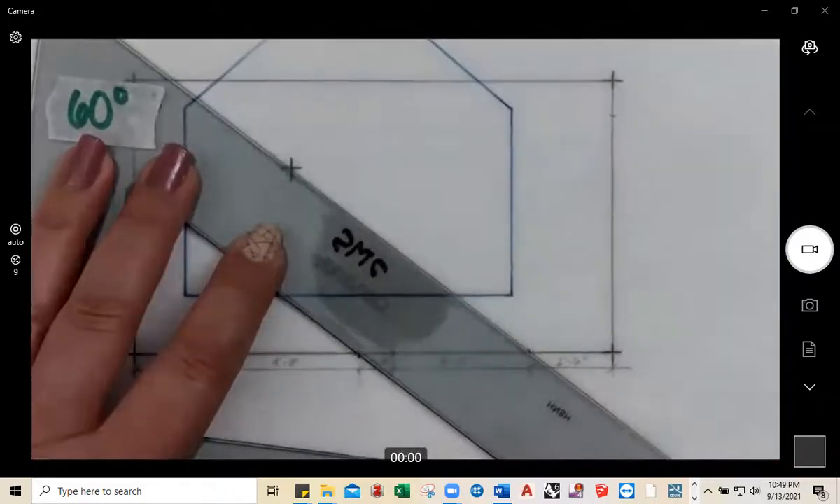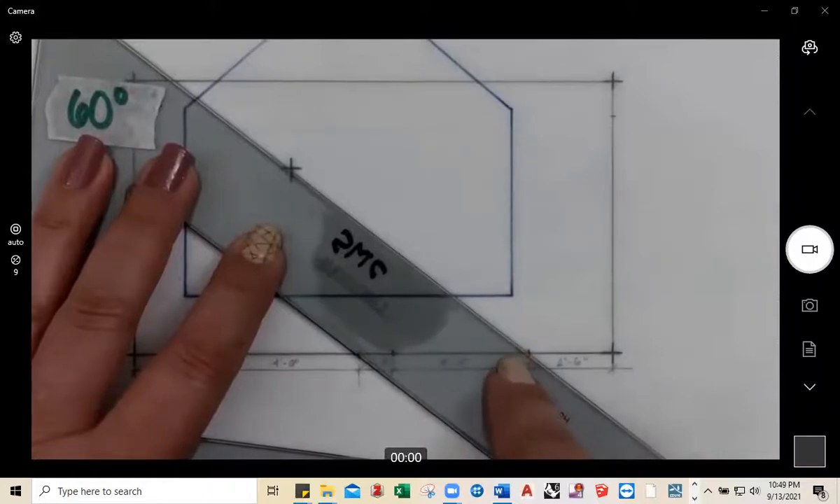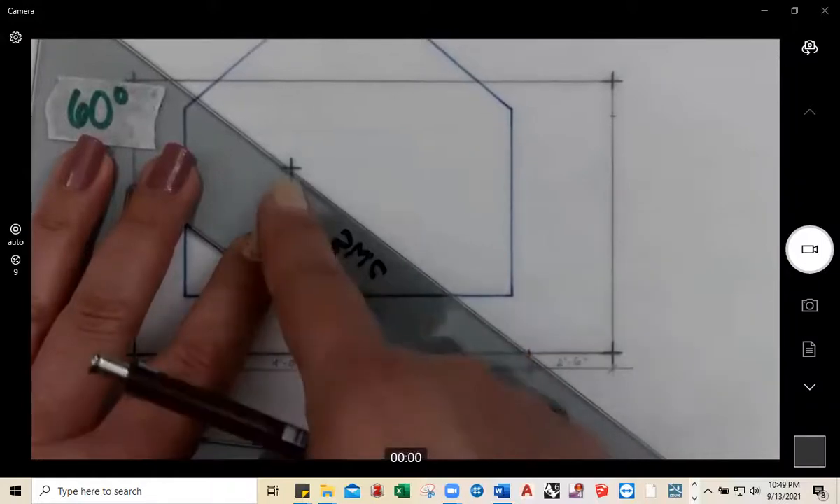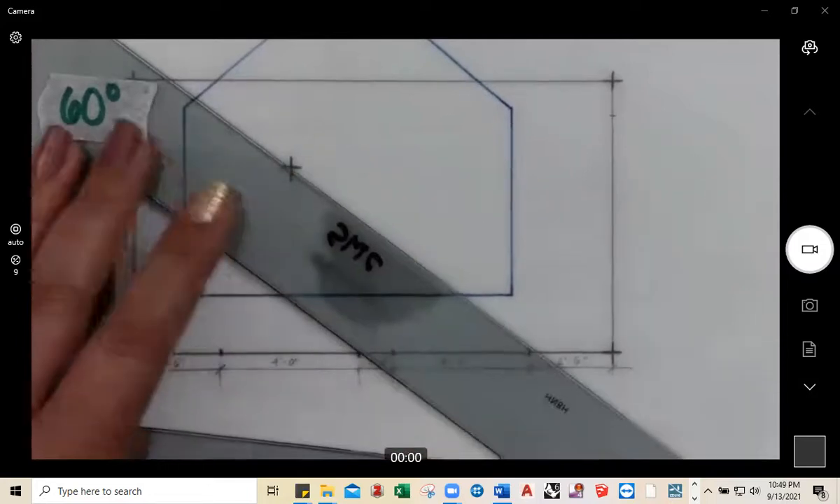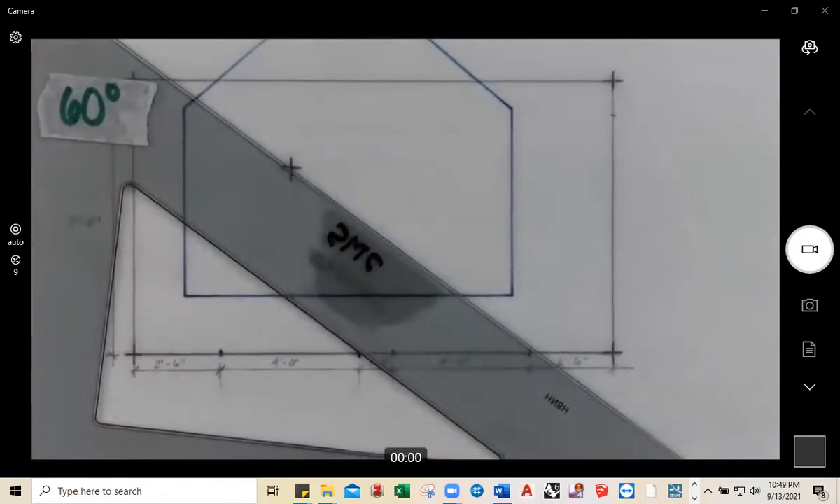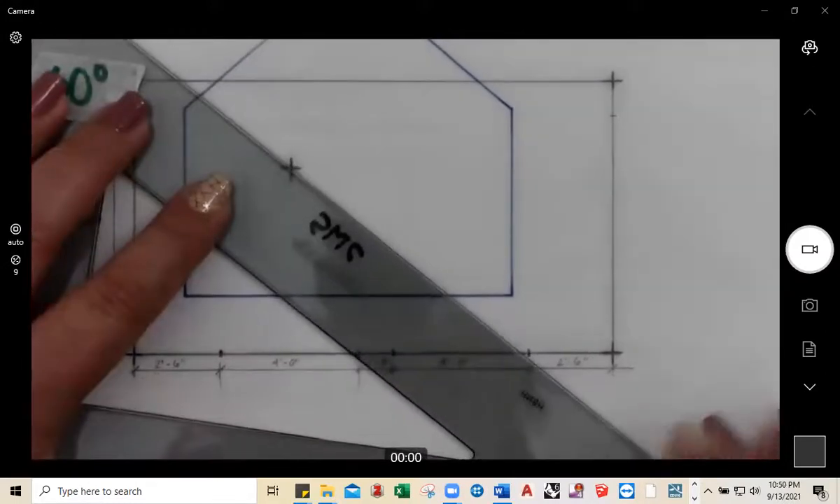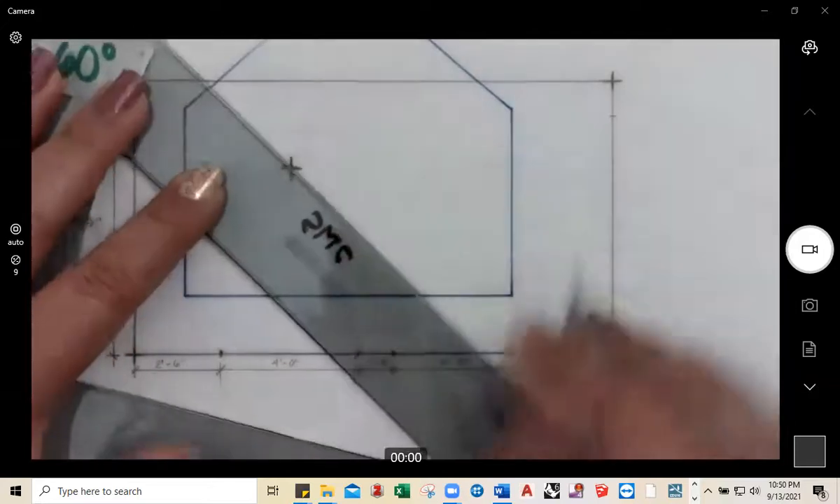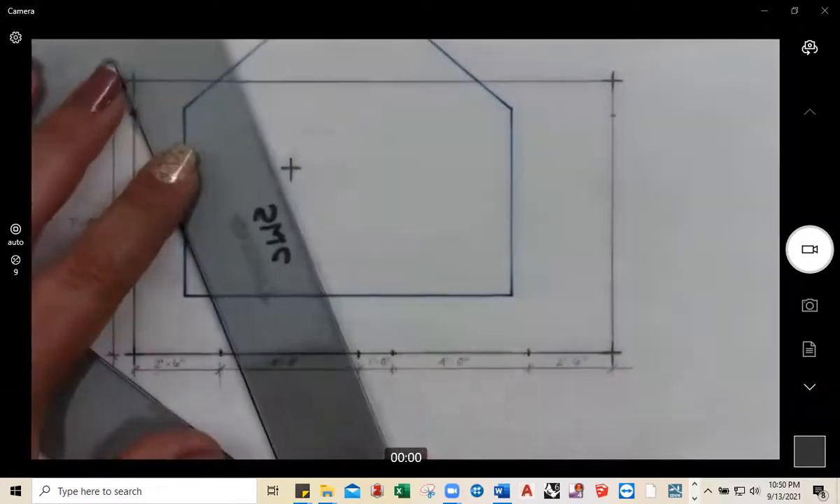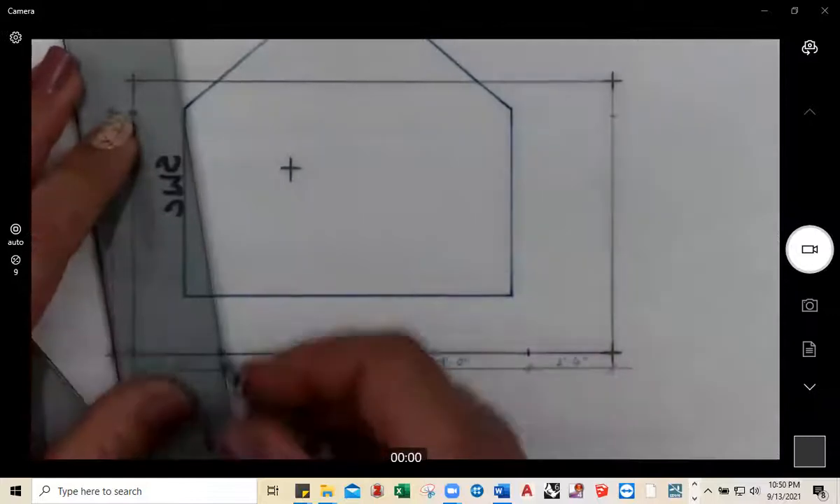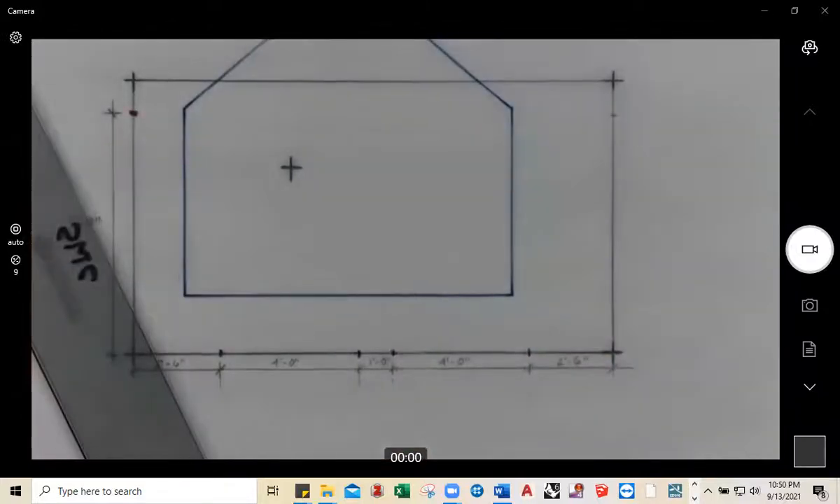I can't stress that enough. It is so important to make sure that you are intersecting in the middle of your crosshair. If you don't, you're going to throw everything off. I'm not kidding. It's going to be a pain to figure out what went wrong, what was not accurate, and then have to redo it. So again, draw a line from that point there, that point there, that point there, and keep going.